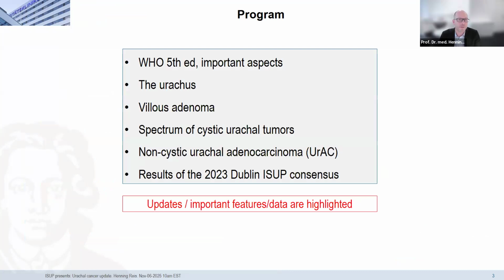So the outline for today: I will briefly talk about the WHO 5th edition and its important aspects, then about the urachus, a little bit about villous adenoma, and then touch upon the spectrum of cystic urachal tumors, and then come to the main part of non-cystic urachal adenocarcinoma and the results of the 2023 Dublin ISUP Consensus Conference.